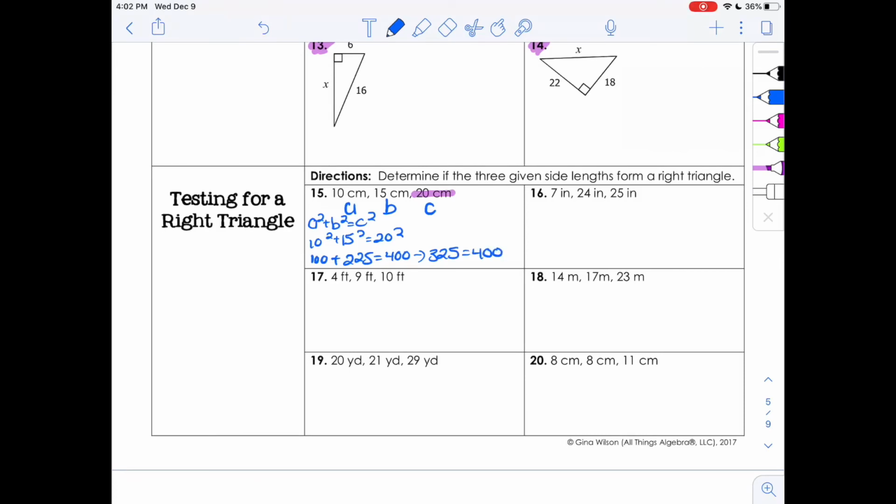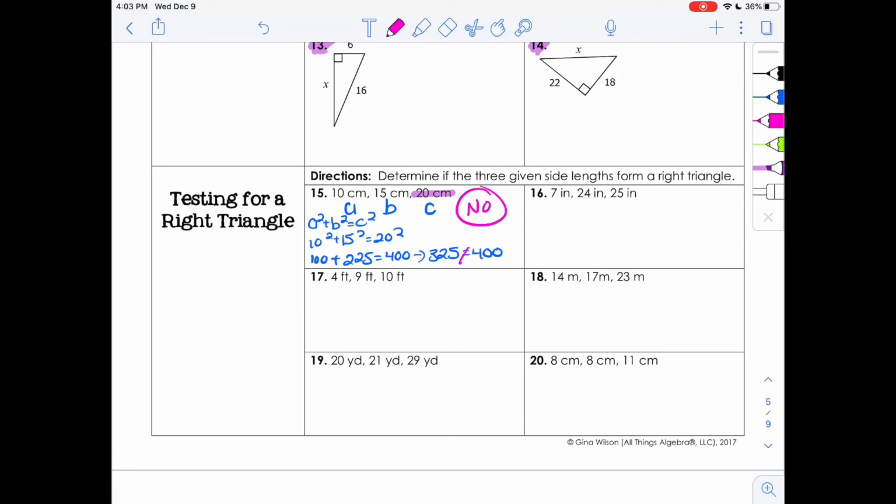Now here, I get a statement that is not true. 325 does not equal 400. So that means no, these side lengths would not create a right triangle. Let's look at one more.